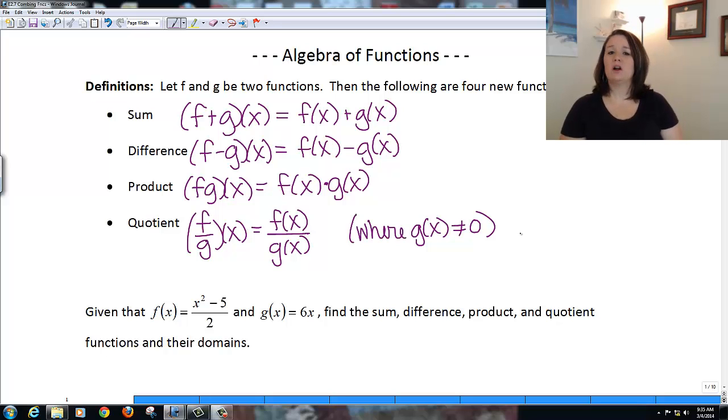Okay, so these are our new functions. Now we're just going to look at an example. We're going to take f of x equals x squared minus 5 over 2 and g of x equals 6x, and we're going to find these new 4 functions by adding, subtracting, multiplying, and dividing them.